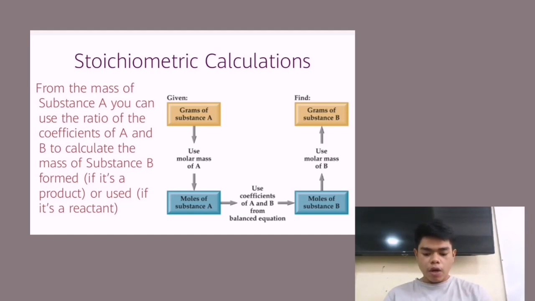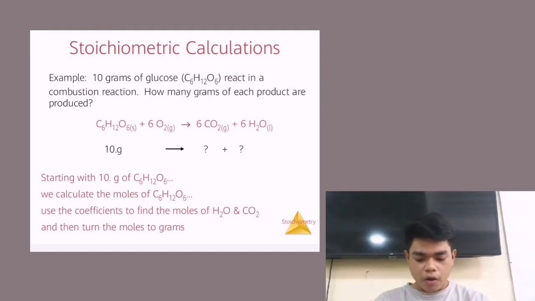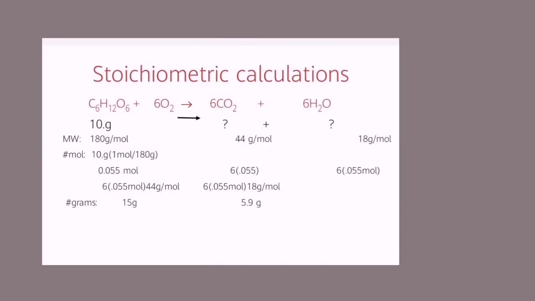From the mass of substance A, you can use the ratio of the coefficients of A and B to calculate the mass of substance B, whether it is a product or a reactant. Stoichiometry calculation. Starting with 10 grams of one substance, we can calculate the moles used, use the coefficients to find the moles of the other substances, and return to grams.